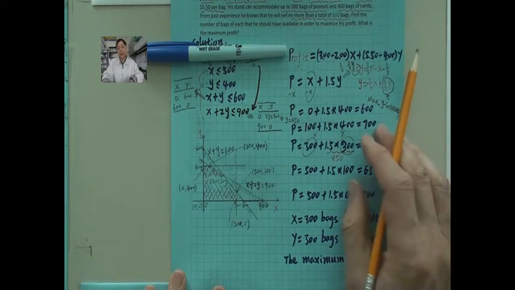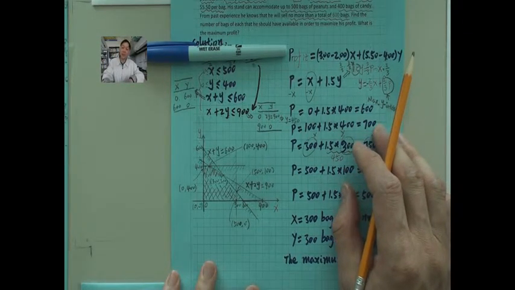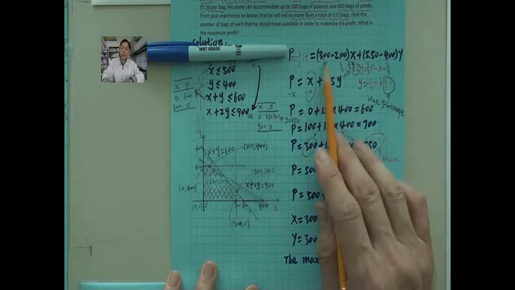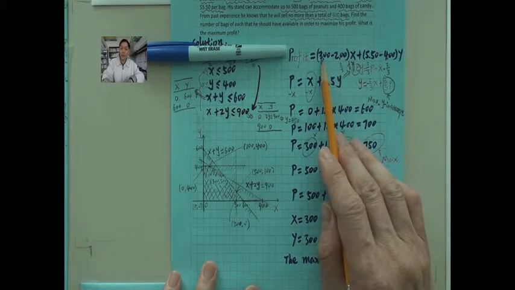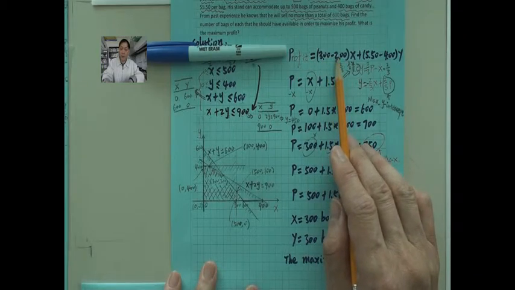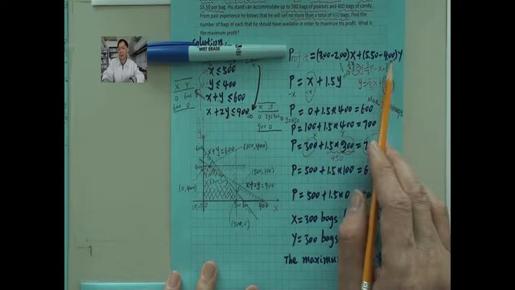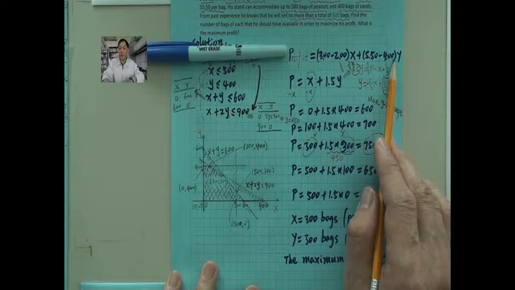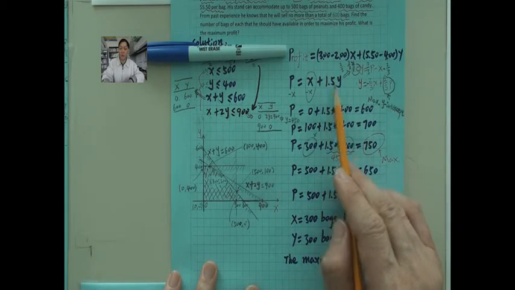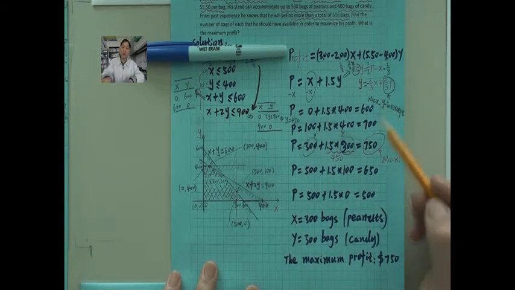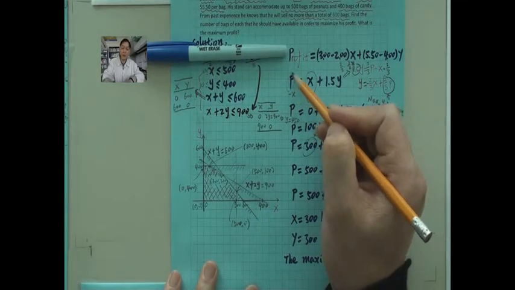Step two, we can find out the maximum profit. Okay, this is the profit equation. Sell $2, cost $1. Sell $3, cost $2, 3 minus 2 is 1, 1 times x is just x. Sell $5.50, buy $4. So that's $1.50 for the profit, times y. This is the profit function, so we want to maximize this P.